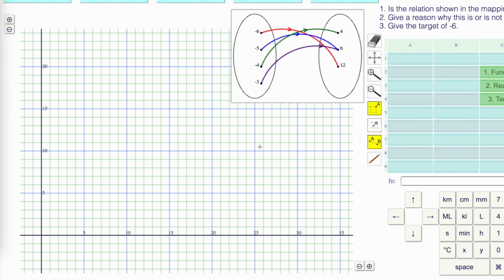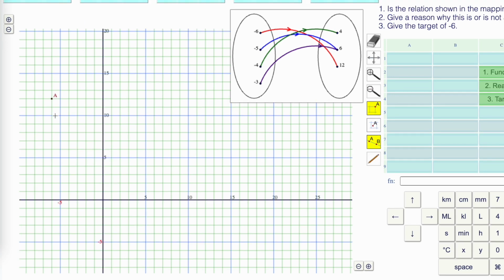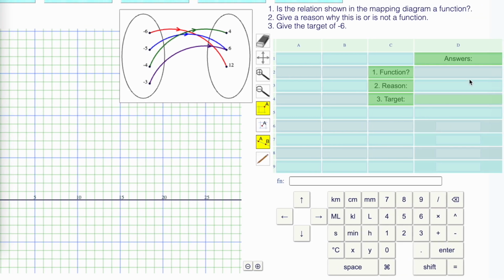Let us graph this one. If we have negative 6, gives us 12, like that. We have negative 5, gives us 6. Negative 4 gives us 4. Then negative 3 also gives us 6. This is a parabola. If we keep going, it would go up like this. It passes the vertical line test. So yes, it is a function.